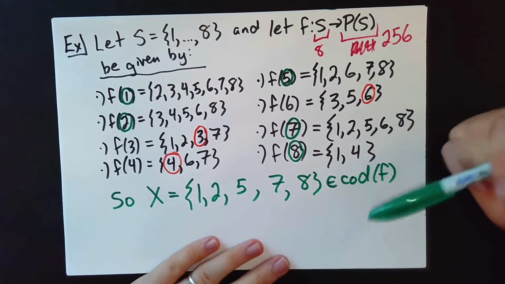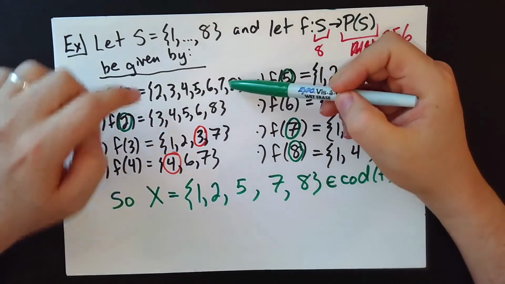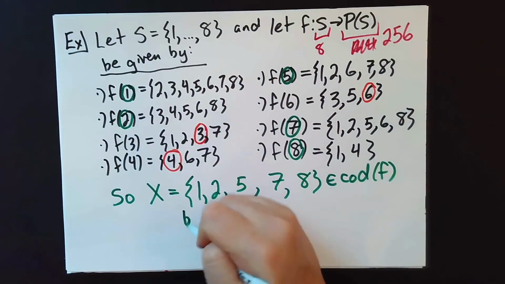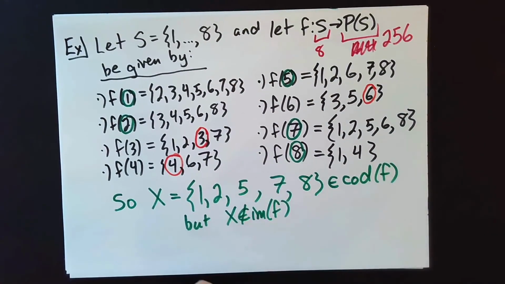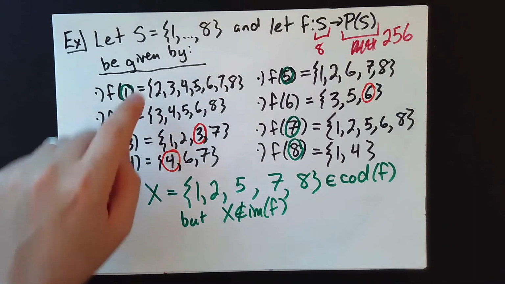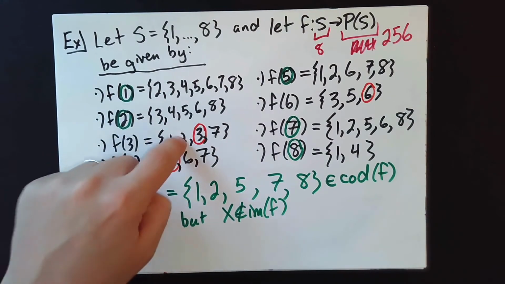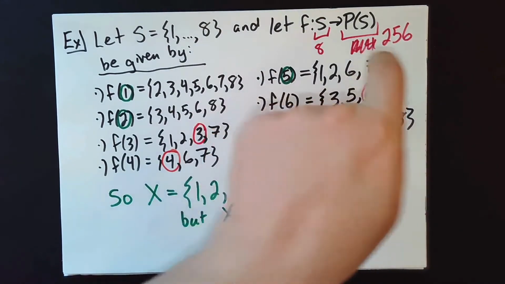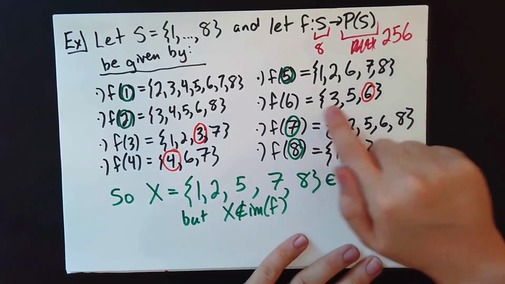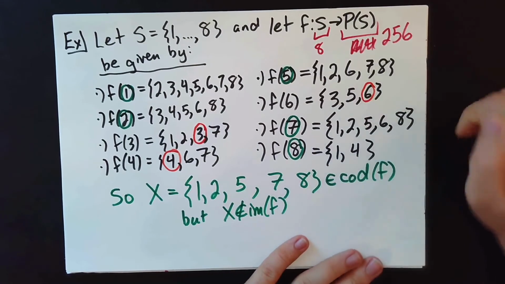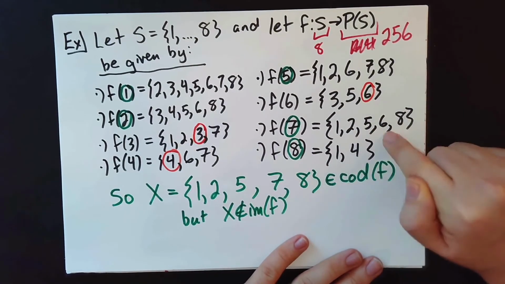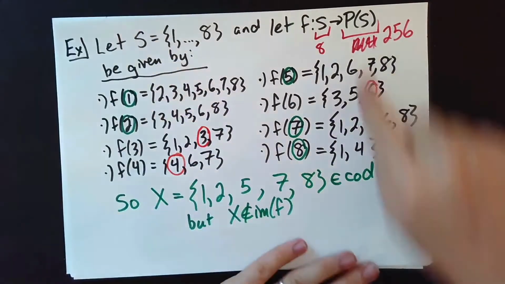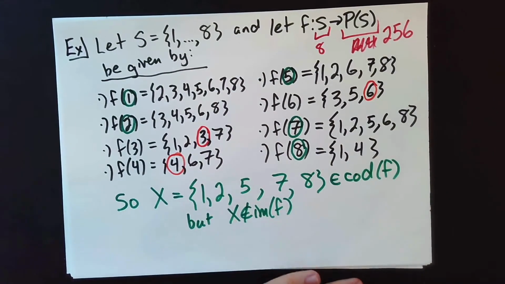How do I know it's not in the image? Well, these are the 8 things that are in the image of f. And this is not one of them. So let's just check that. Okay, this one doesn't have 1. It's 1, 2, but has 3, whereas our set doesn't. This one doesn't have 1, 1, 2, but this one doesn't have 5. This one doesn't have 1 or 2. 1, 2, 5. f of 7 has 6, but our set doesn't, and f of 8 doesn't have 2. None of these sets are equal to X.